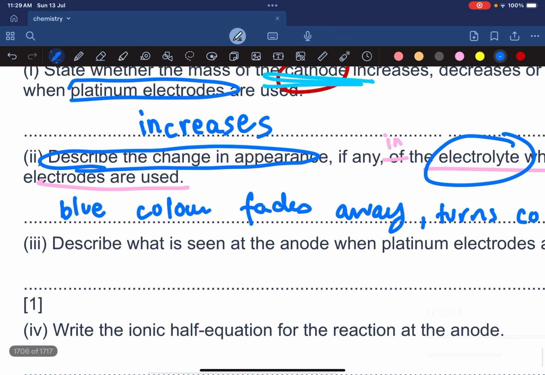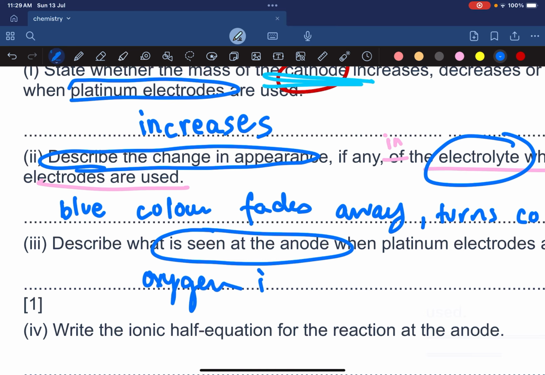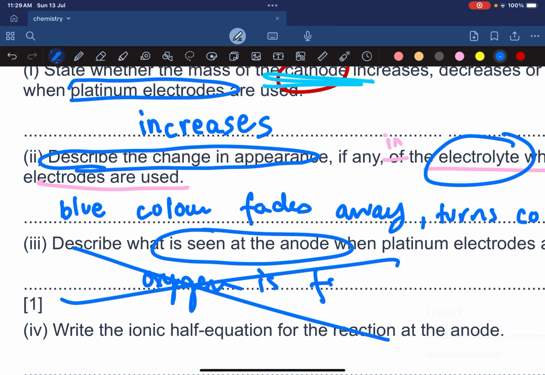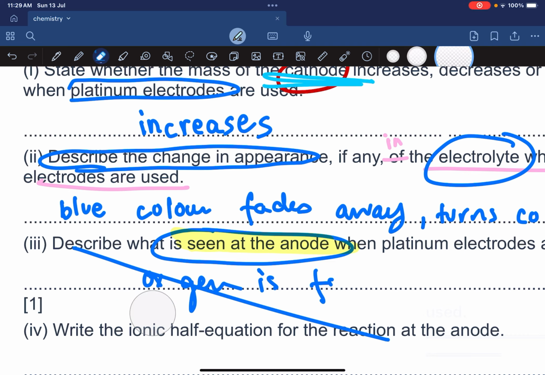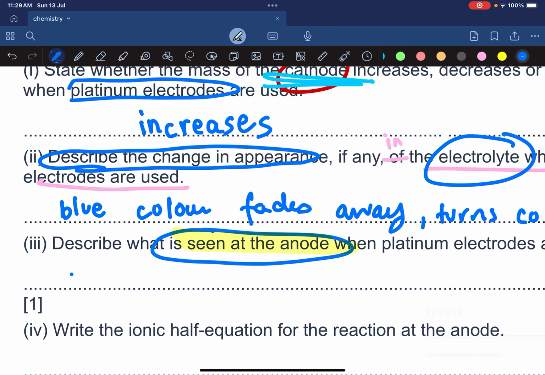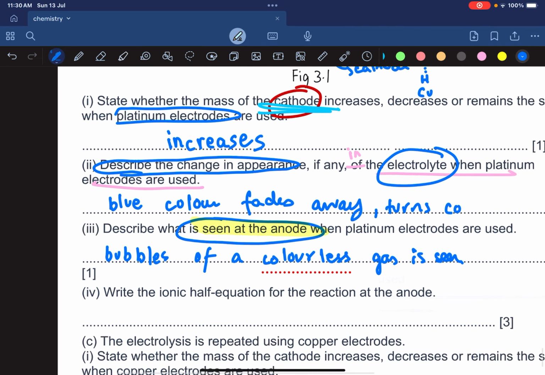So you have to write what is seen. If you just write oxygen is formed, this is incorrect, because you're not addressing the question properly about what is seen at the anode. You have to be careful about the observations. You write exactly what you see. So you had to write bubbles. Oxygen is a colorless gas, so bubbles of a colorless, or you can write odorless, gas are seen. That is your observation.